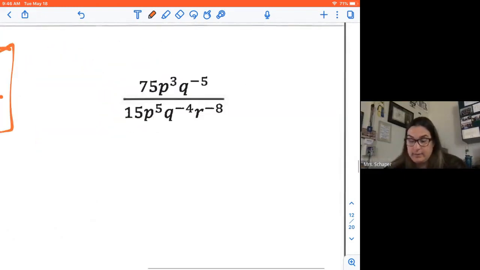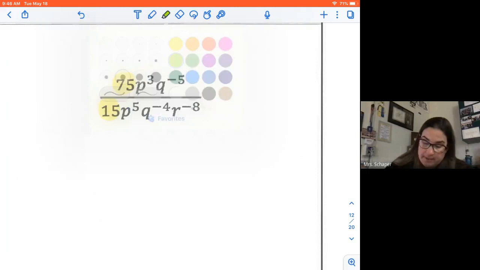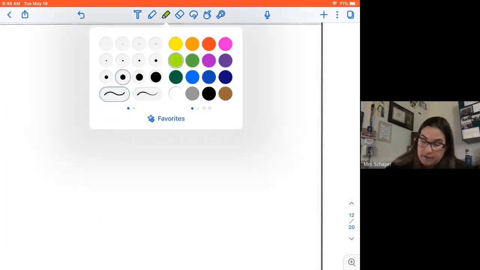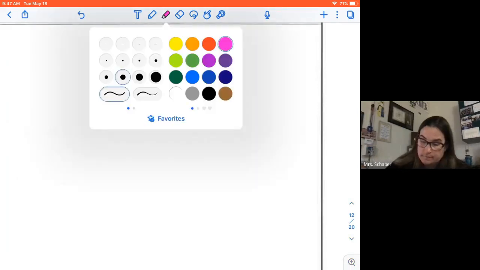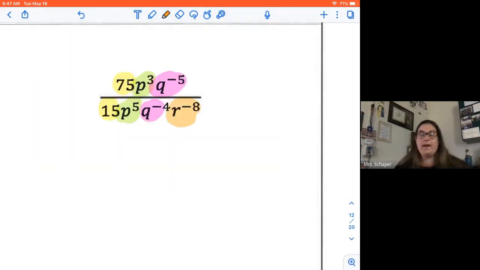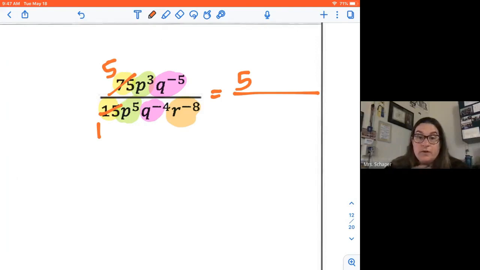Let's take a look at this one. All right, when I look at it, we've got our numbers. We've got the p's. We've got the q's. And we have the r's. All right, so I'm going to take each piece of that and simplify it. I'm going to start with 75/15ths, okay? 15 goes into 15 once. 15 goes into 75 5 times. So there's my first part.